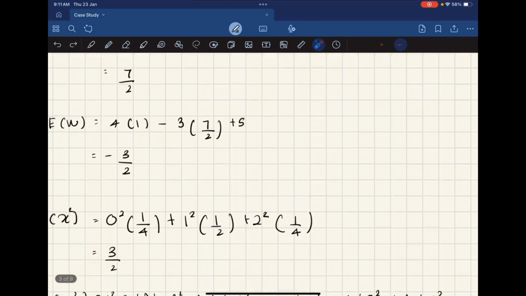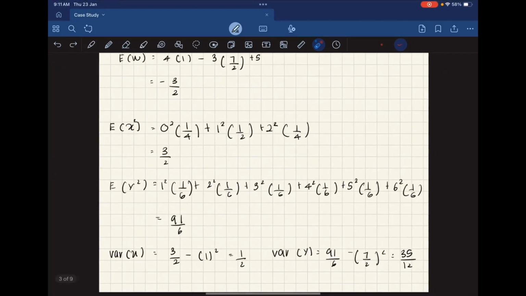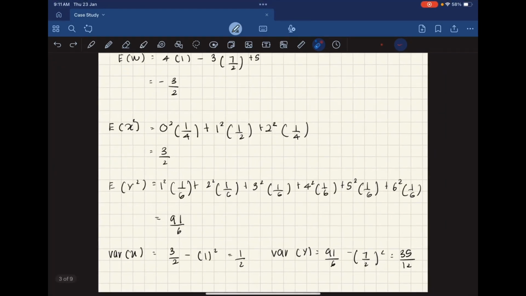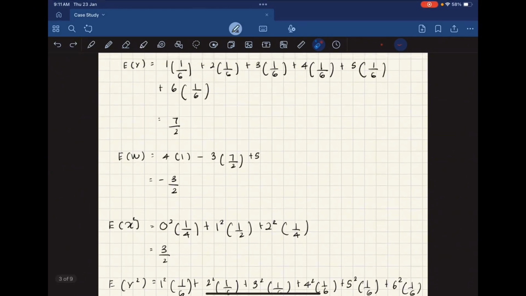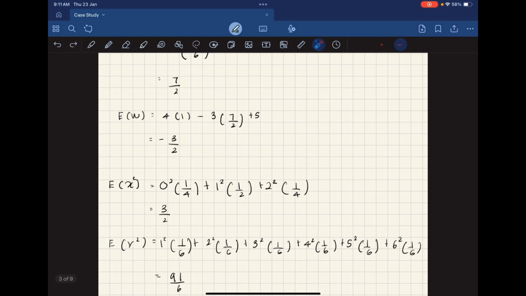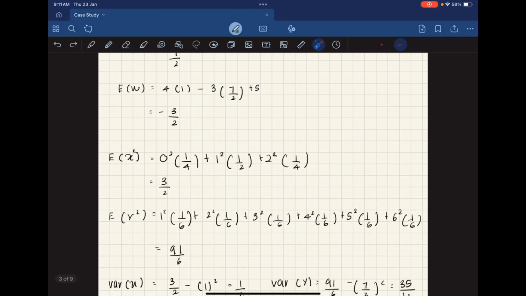To find Var(X) and Var(Y), the formula is E(X squared) minus E(X) squared. So first we need to find E(X squared). How do we find it? Just the same as E(X), but you need to square the x. Same for E(Y).